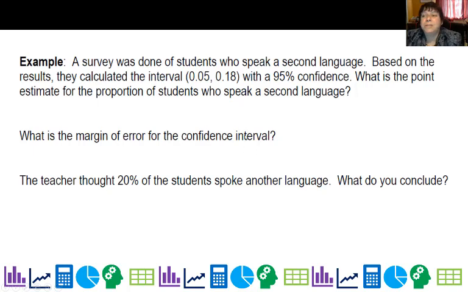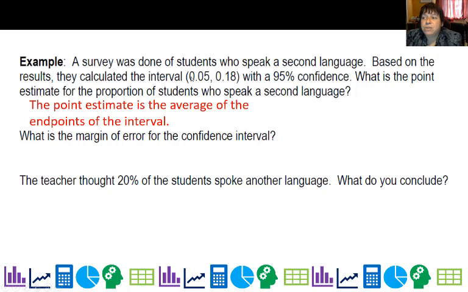Now let's go ahead and do this example. A survey was done of students who speak a second language. Based on the results, they calculated an interval of 0.05 to 0.18 with a 95% confidence. What is the point estimate for the proportion of students who speak a second language? Well, that's just the average of these two. It should be right in the middle. And I can do that just by adding the two and dividing by 2. So our point estimate is 11.5% of the students speak a second language.